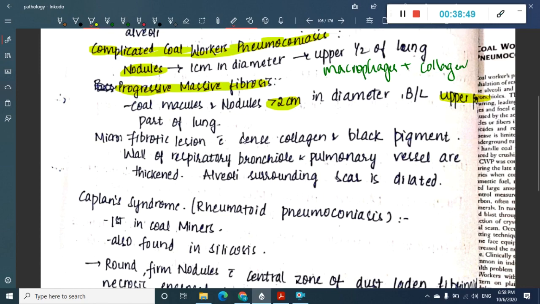And here you see fibrotic lesion with dense collagen and also black pigmentation. As I have already shown in the picture, you can see the black pigmentation, and even the respiratory bronchiole and the vessels are thickened and dilated alveoli are also seen.